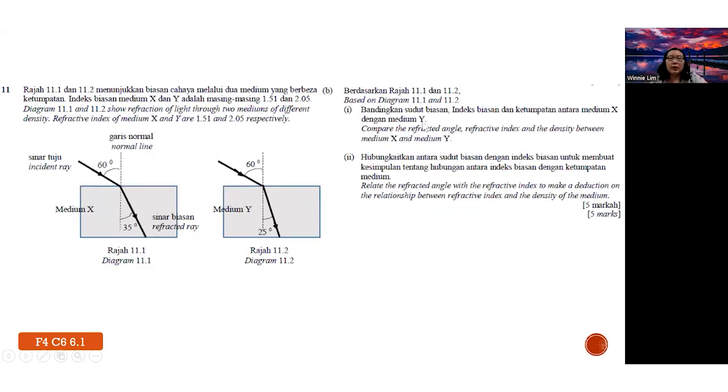Okay, moving on. For this Section C essay question, they will have this comparison question, which consists of 5 marks, similar to a structured question, questions 5 and 6. They will ask you to compare. Based on diagram 11.1 and 11.2, compare the refracted angle, refractive index, and the density between medium X and Y. Of course, you need to know what is the incident angle and what is the refracted angle.